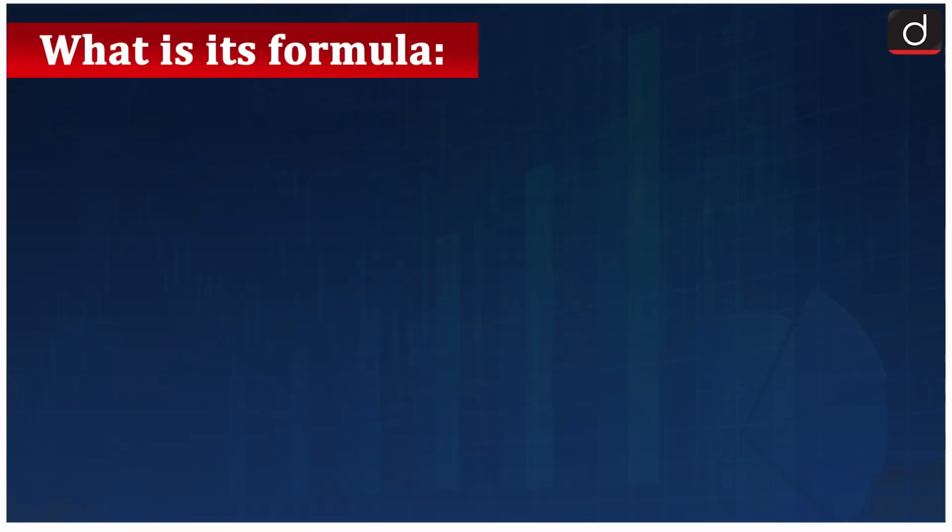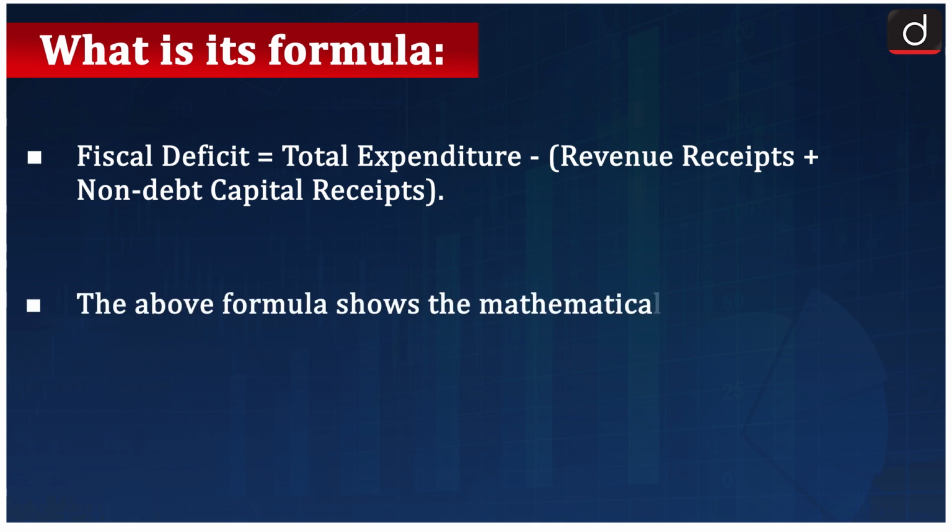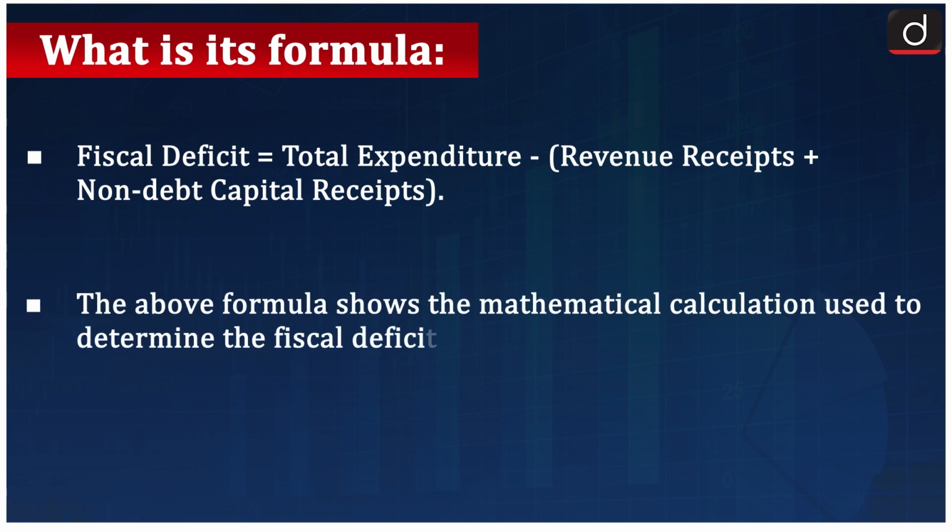Now, what is its formula? Fiscal deficit is equal to total expenditure minus revenue receipts plus non-debt capital receipts. The above formula shows the mathematical calculation used to determine the fiscal deficit.